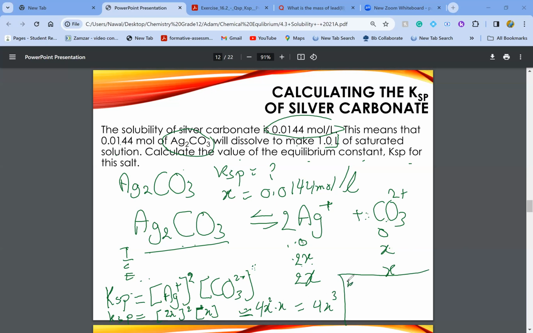And then Ksp equals, and plug in x for the solubility of silver carbonate. So 4 times 0.0144 cubed, and go to your calculator and multiply this 3 times by itself, then times by 4. That's all. Okay, is it difficult?